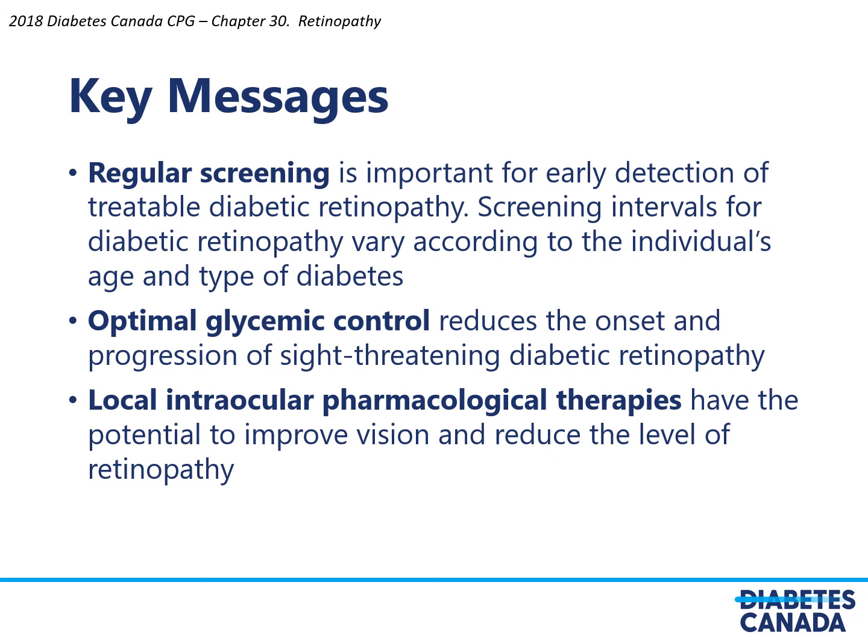So the key messages from the retinopathy chapter are as follows. Regular screening is important for early detection of treatable diabetic retinopathy. Screening intervals for diabetic retinopathy vary according to the individual's age and type of diabetes. Optimal glycemic control reduces the onset and progression of sight-threatening diabetic retinopathy. And finally, local intraocular pharmacological therapies have the potential to improve vision and reduce the level of retinopathy.